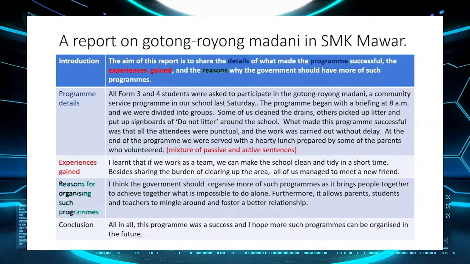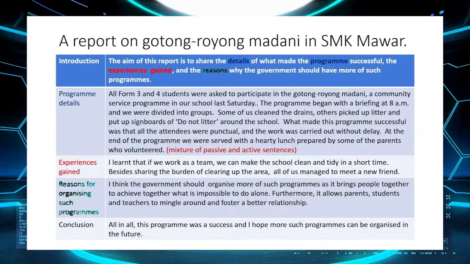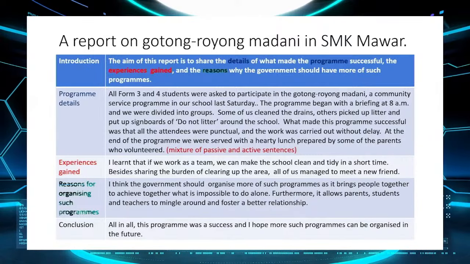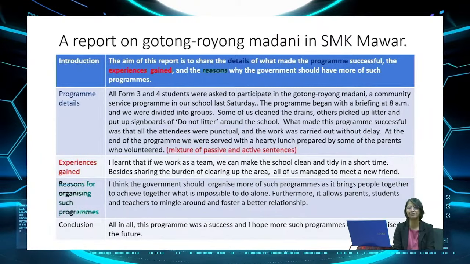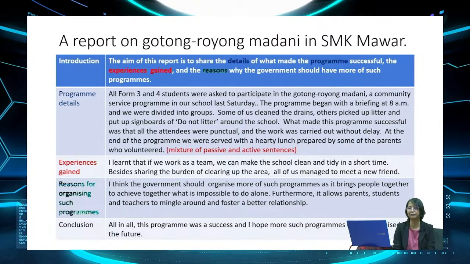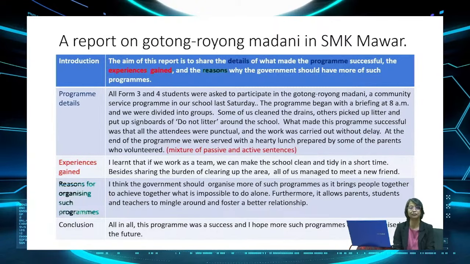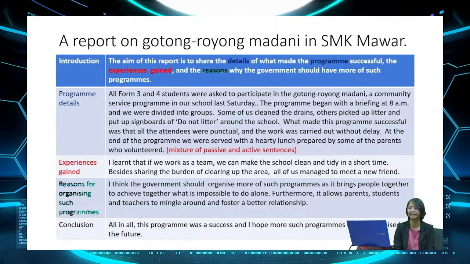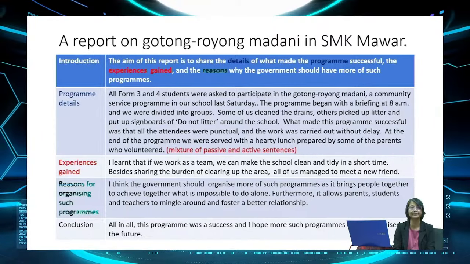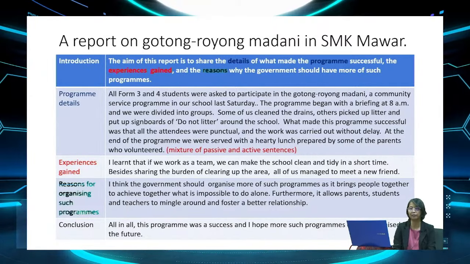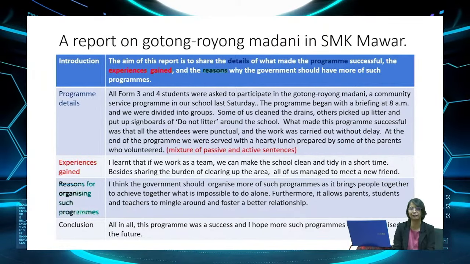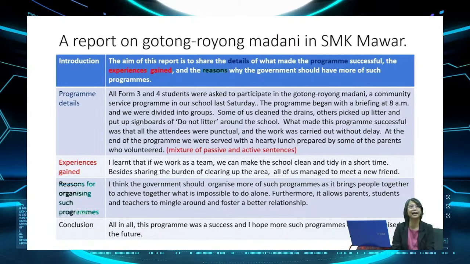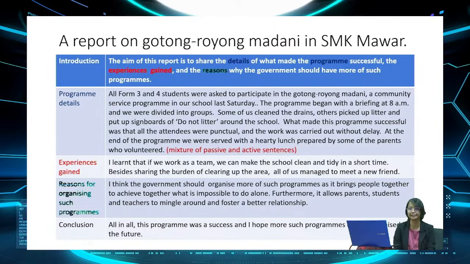in the introduction. All right, so the program details, okay, this is the part where you can write about what has happened in your school. All Form 3 and 4 students were asked to participate in the Gotong Royong Madani, a community service program in our school last Saturday. The program began with a briefing at 8 a.m. and we were divided into groups. Some of us cleaned the drains, others picked up litter and put up signboards of do not litter around the school. What made this program successful was that all the attendees were punctual and the work was carried out without delay. Okay, so you have actually answered one of the tasks, one of the points.